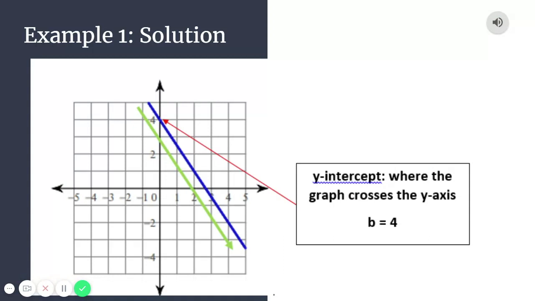Let's look at the solution for example 1. In example 1, the y-intercept is b equals 4. Remember that the y-intercept is the point where the graph crosses the y-axis. To determine the type of slope, notice that our line is going in a downward motion as indicated by the green arrow, which means that our line has a negative slope.